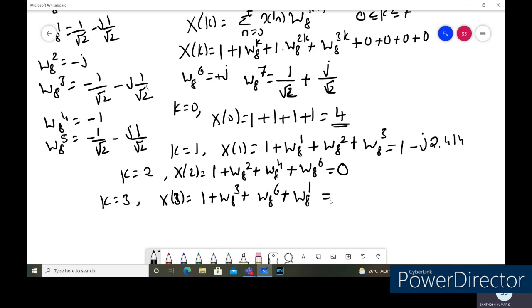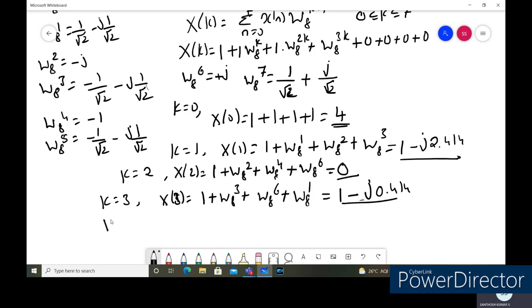Now the x of 3 value. If you simplify by substituting the Twiddle factor values, it will become 1 minus j 0.414. So what values did we get? Let us highlight these values here. So we got 1 minus j 0.414 here.